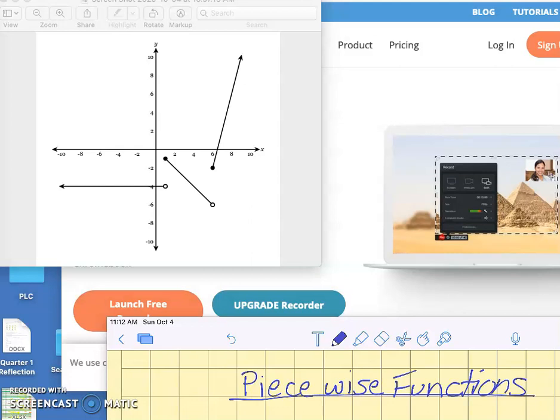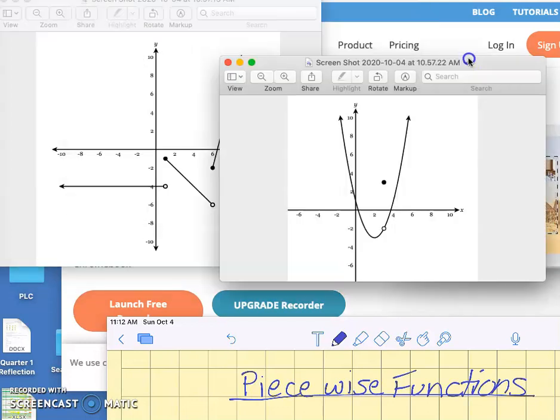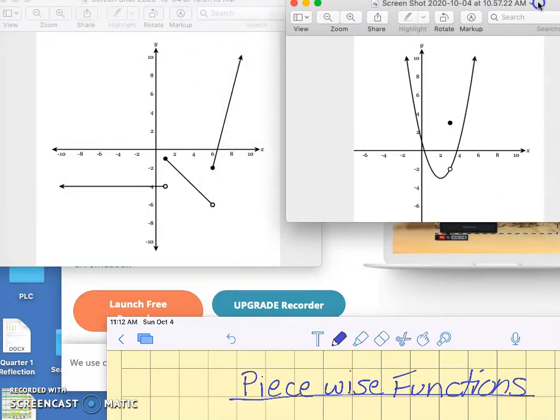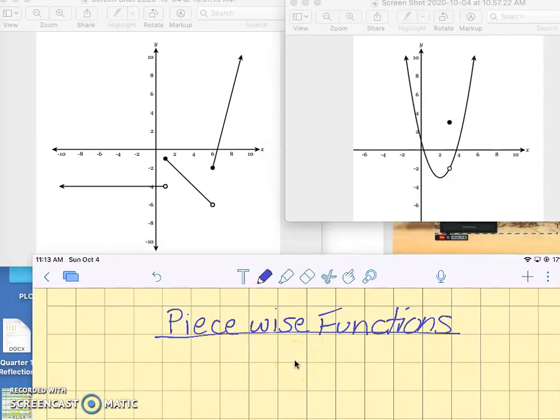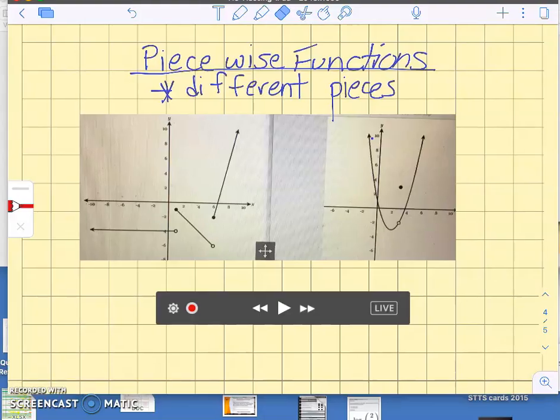And here is another graph. As you look at these, you can see piecewise functions. There are different pieces to the graph. What I'm going to have you do now is pause the video and get these two graphs written down. So take a minute, pause it, and draw those two graphs. Hopefully you have those graphs in there.